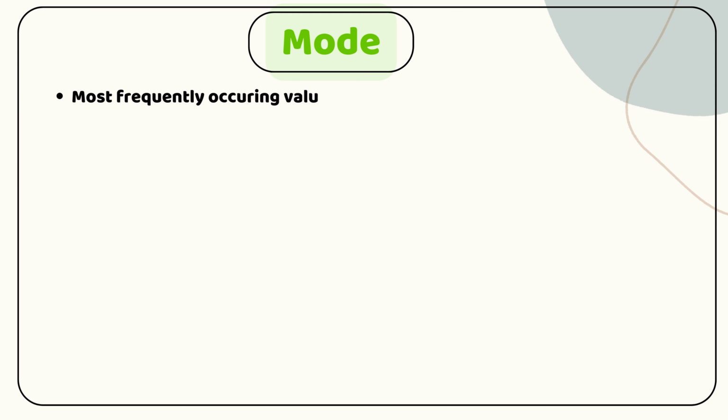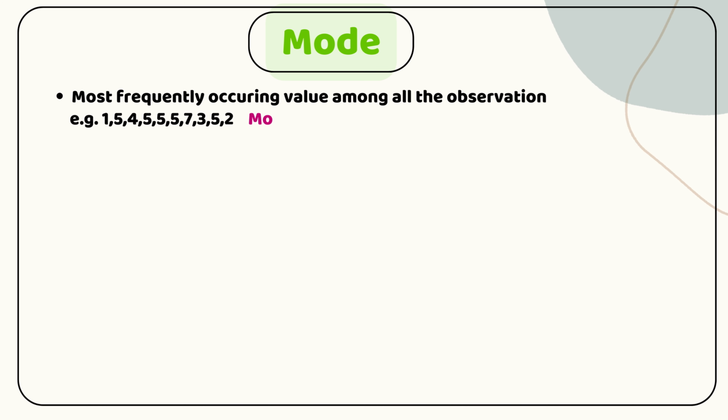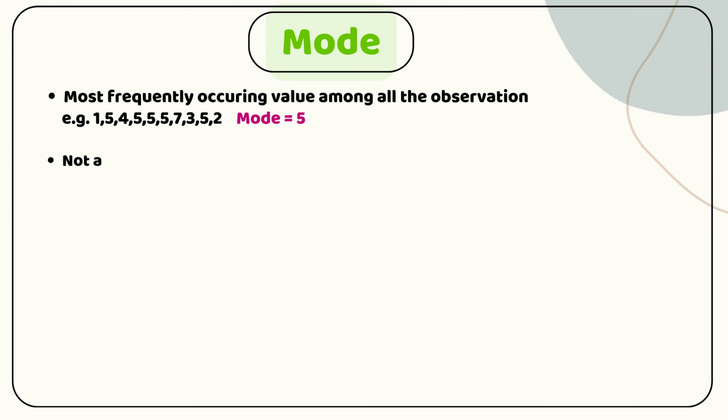Finally, let's look at the mode. Mode is the value that occurs most frequently in the dataset. For example, in the values 154, 555, 7352, mode is 5. Mode is not affected by extreme values.